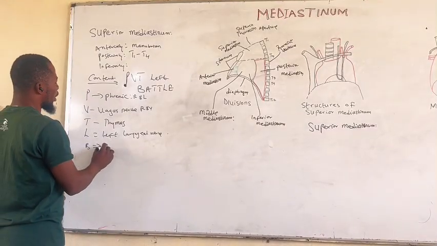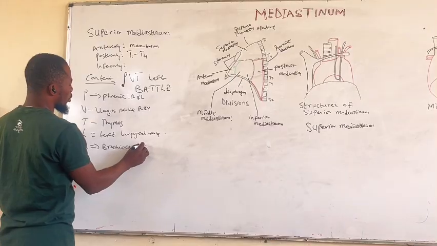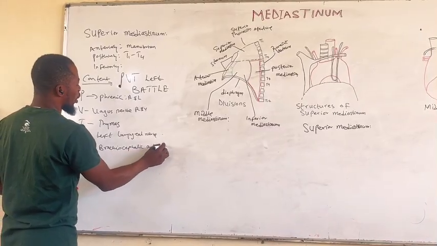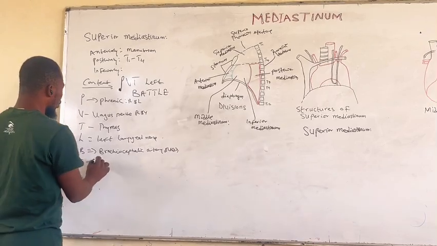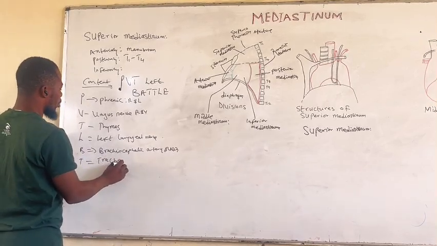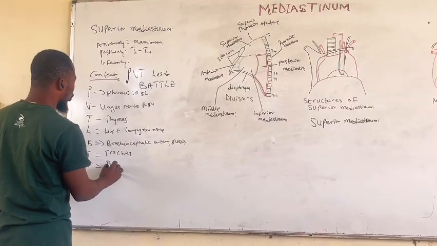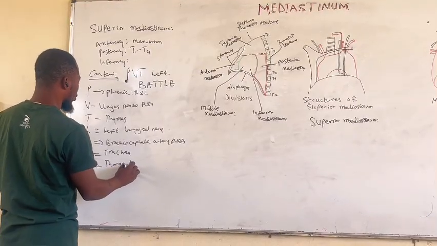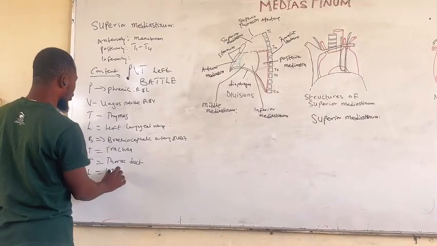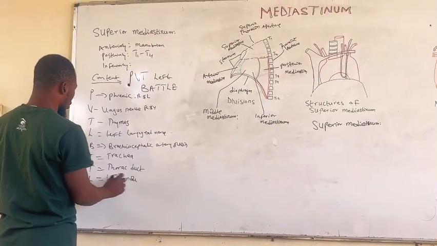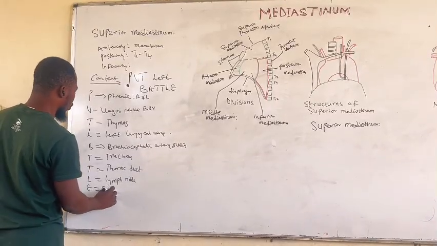B, brachiocephalic artery and vein. T, trachea. And another T is thoracic duct. The L is our lymph node, and the E is esophagus.